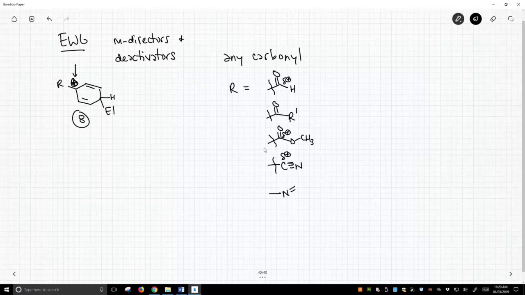Lastly, a really common meta director or deactivator is a nitro group. And there's nothing partial about that charge on nitrogen. That's a formal positive charge. It's very destabilizing to the carbocation intermediate that we drew in resonance form 8. So these are all really strong electron withdrawing groups, and they are meta directors and deactivators of the aromatic ring during an electrophilic aromatic substitution.